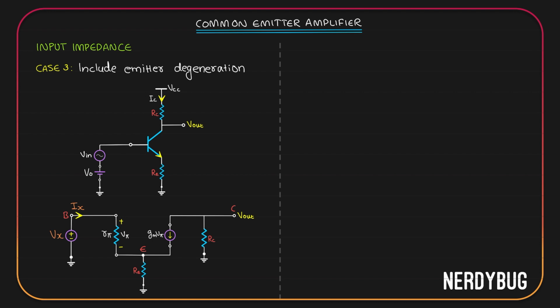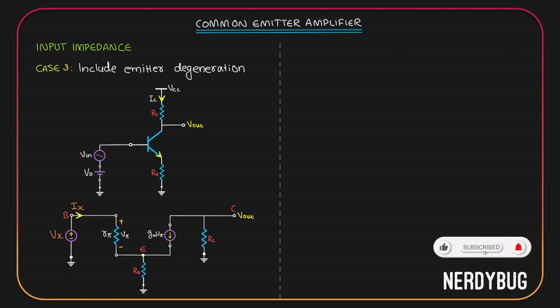For that, again, I will take the input loop. I'll start from the ground. I go to Vx, then I reach R pi. I reach the emitter. I have the emitter resistance, and I go back to the ground.